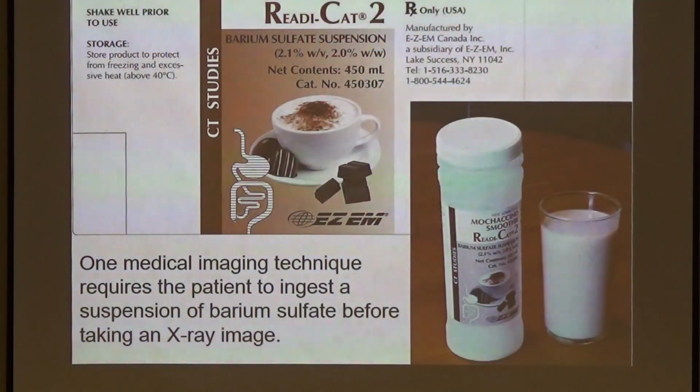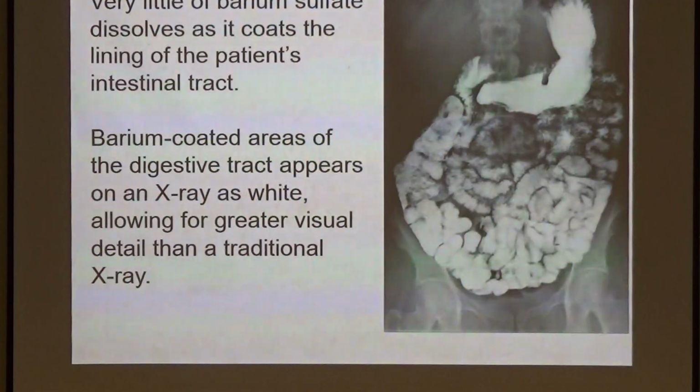Okay, so you will drink something like barium sulfate. Barium is quite a heavy metal, so that it will be absorbed. Now, barium sulfate is basically insoluble. Okay, so it will coat the inside of the intestinal tract, and therefore it will appear on the X-ray as white, and therefore you see greater detail than a traditional X-ray.